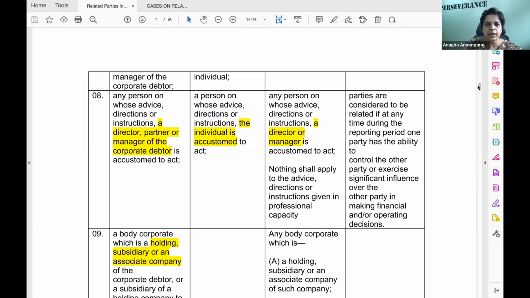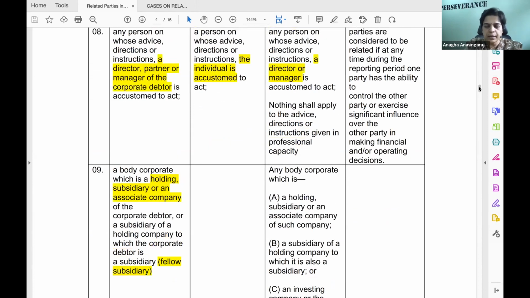So any person on whose advice, directions or instructions a director, partner or manager of the CD is accustomed to act. Here this will also include any person, say, who is the patriarch of the family, who is no longer even the chairman, he has stepped down, or somebody who is like a Benami investor. All those people will get covered in this, provided we are able to establish from the transactions entered into by the corporate debtor with any other party that the actual driving force behind the company entering into these transactions is this person, who may not have any official position in the CD, but everybody is acting as per his instructions. Now, this is something which is very fact specific, depending upon the facts of each case. So we really have to go into the transactions, really need to understand.